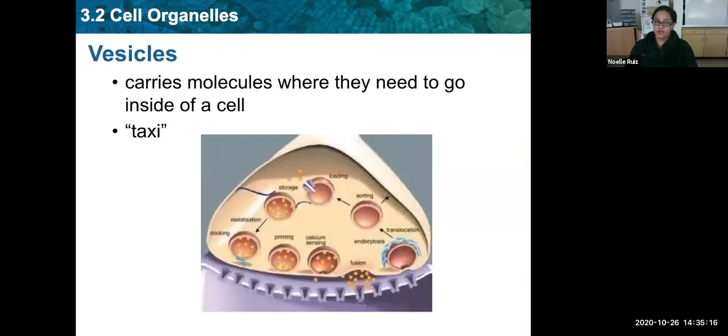Vesicles carry molecules where they need to go inside of a cell. It's like the taxi or an Uber. The Golgi apparatus will sort and package these proteins, and then the package is a vesicle. The vesicle will take it from place to place, wherever it needs to go.